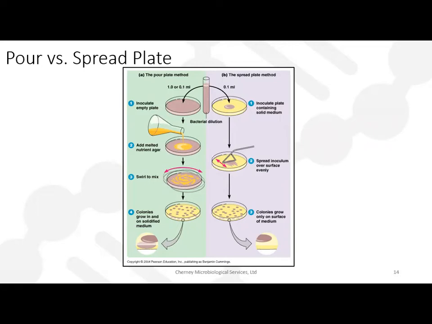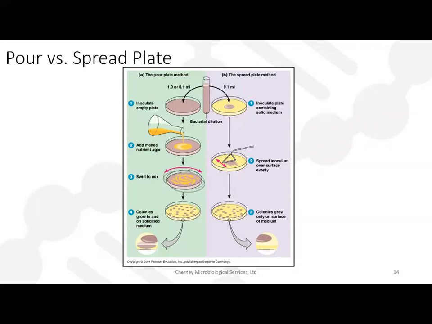Versus on the right-hand side, where we have a spread plate method, the agar is already solidified in the plate. You're going to take your 0.1 mil of your sample, place it on top, and then you'll use an inoculum spreader to spread that solution over the agar evenly. So I've seen people use disposable spreaders. People have glass ones, metal ones that are autoclavable. All those work fine, whatever you prefer. Just make sure that the inoculum is spread evenly over the surface, that you don't have a large amount pooling in one area, okay? And then the colonies on that plate will only grow on the surface of the medium.